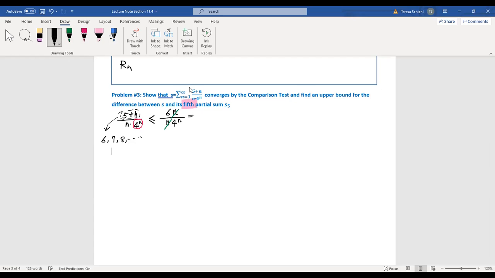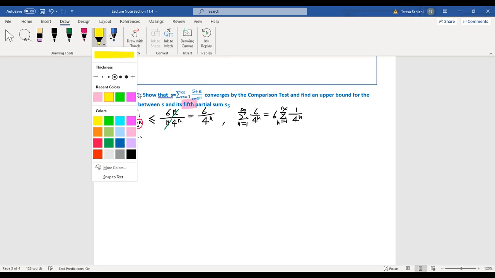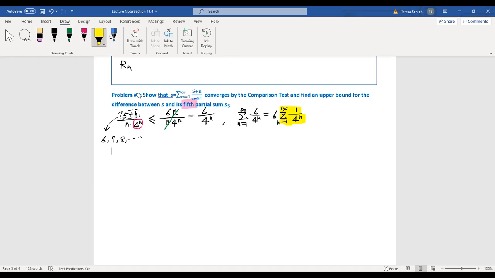So that's why this one will be equal to 6 over 4^n, right? And I know the series, n from 1 to infinity, of 6 over 4^n, you can take the 6 out, right? So this is 6 times the sum from n equals 1 to infinity of 1 over 4^n, correct? All right, so then what is this series here?